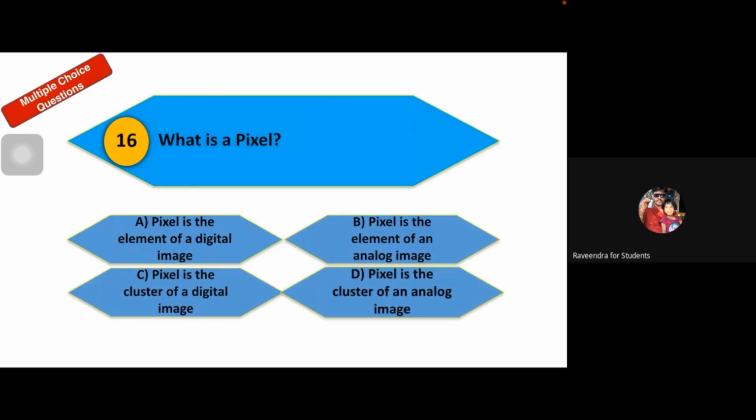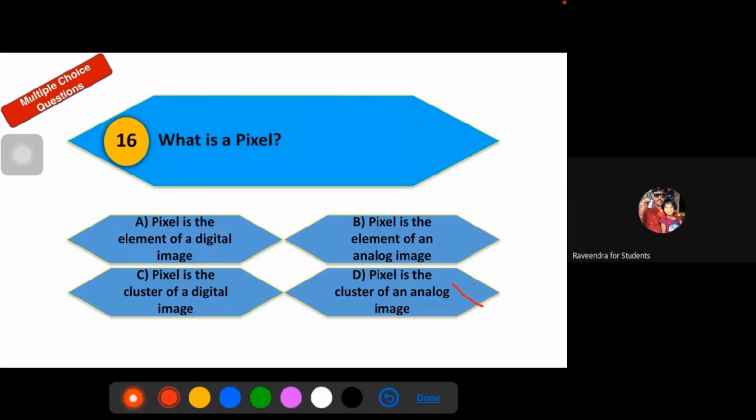Then 16, what is a pixel? Here, pixel is related to the fundamental part of the digital image. So here, these two options, analog is not the option. Here also analog, it is not the correct option. And here we have digital image in A and C. So let us see A. It says pixel is the element of a digital image. Whereas C says cluster of the digital image. So which one is correct? So element. So the correct option is A.